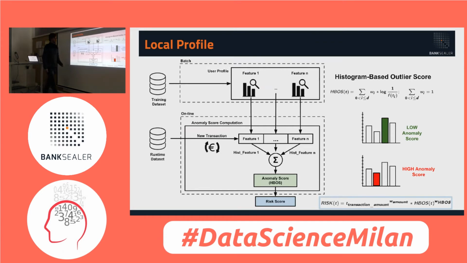So here you have an example of the histograms. If the frequency is low, you have a high anomaly, and if the frequency is high, you have a low anomaly. You're taking different features, so different histograms. You're doing the same thing several times, and you are weighting together this information. This is how you obtain the score for a single user with the local profile.